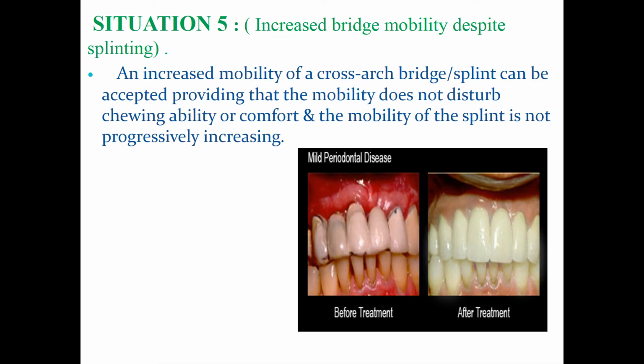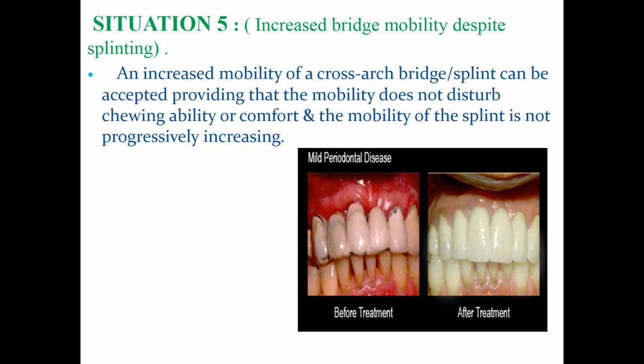And lastly, situation 5, which is increased bridge mobility despite splinting. Here in this condition, we make splints for the patient and sometimes maybe a cross arch splint or bridge. That means the patient has hypermobile teeth and I made a bridge, and sometimes a cross arch bridge, for all the teeth left and right, or I made splinting for them. But despite this splinting there is mobility.